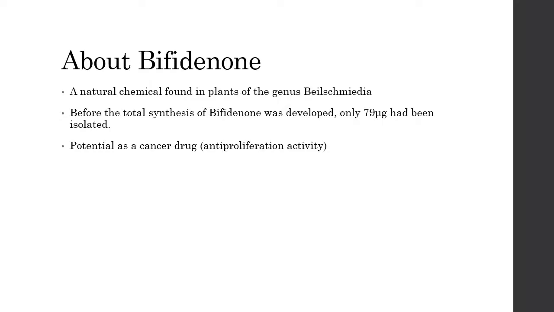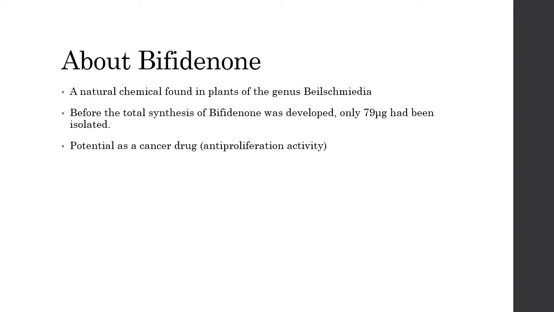So what is bifidenone? Bifidenone is a natural chemical that is found in plants of the genus Bioschmiedea. Before the total synthesis of bifidenone was developed by Zhongping Huang and his team, that's the paper that I'm presenting on, by the way, only 79 micrograms of the natural compound had ever been isolated. So it's a very small amount and is not enough to move forward with studies pertaining to the compound and its potential as a cancer drug.